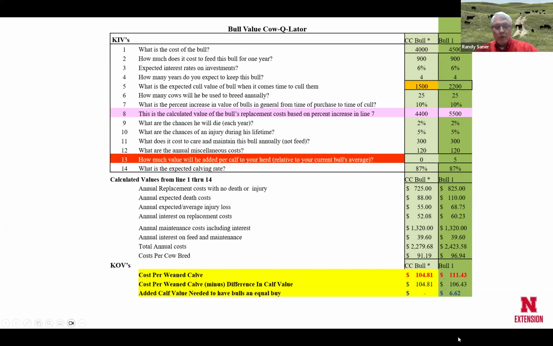Okay, and then the next lines are basically calculated values. But it gets down to the yellow stuff, which is the information that you really want to know. In other words, these are called key input variables, that's KIV. These are called KOVs, which are key output variables. This is where you want to get. This is the information you want, but you've got to supply it with this in order to get that. So let's go to the next page.